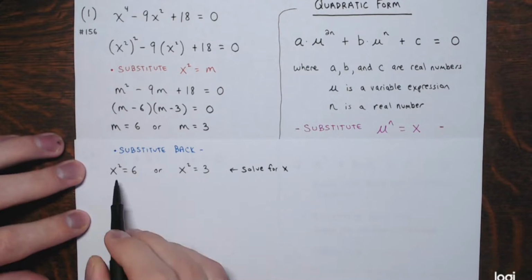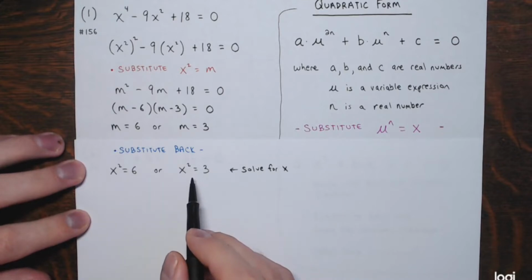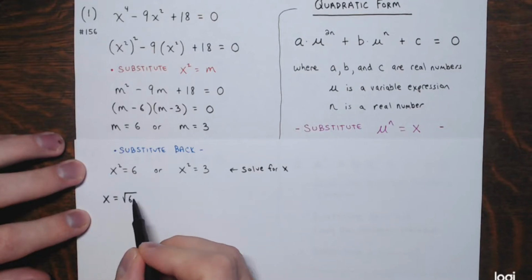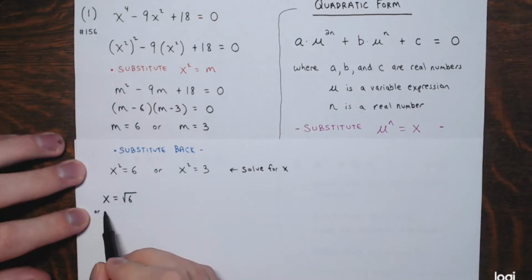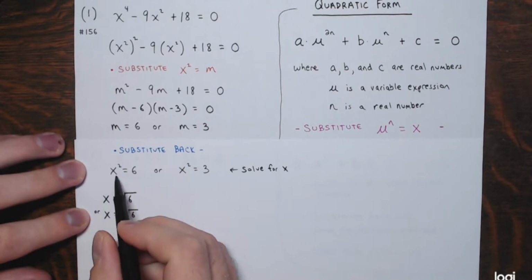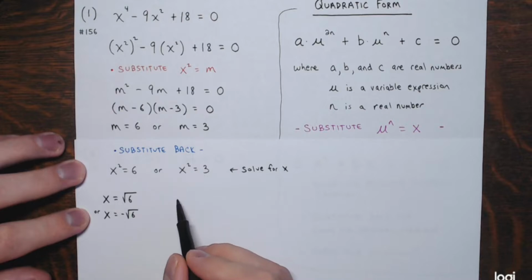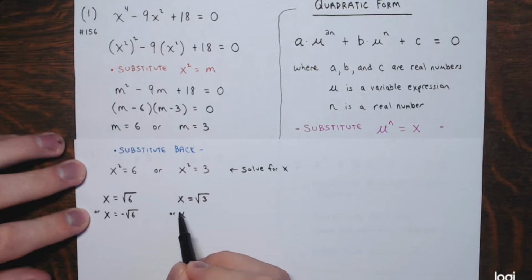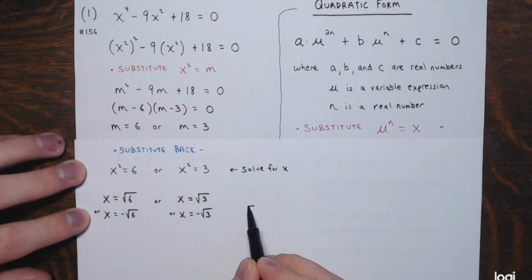Well, these are pretty simple. I can use the square root property to solve both of these. Here, x equals positive square root of 6, or x equals negative square root of 6. And over here, x equals positive square root of 3, or x equals negative square root of 3. And then now I have my possible solutions.